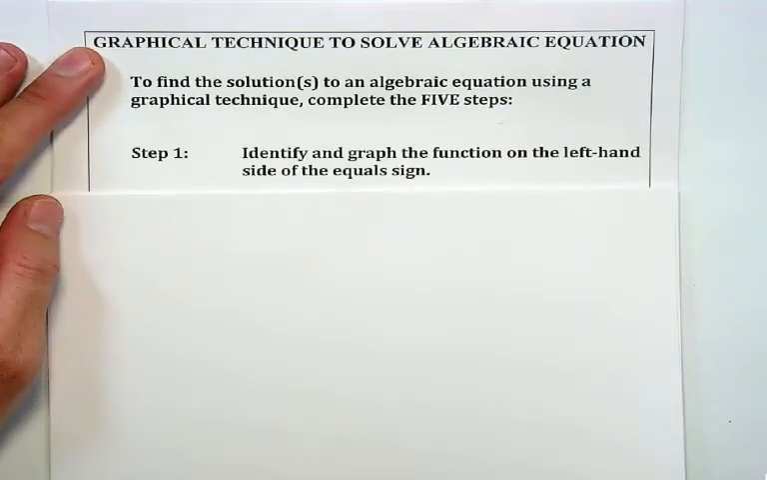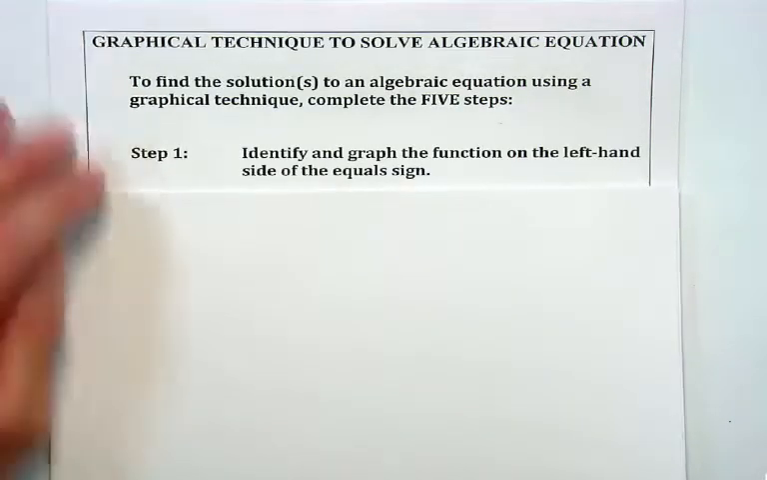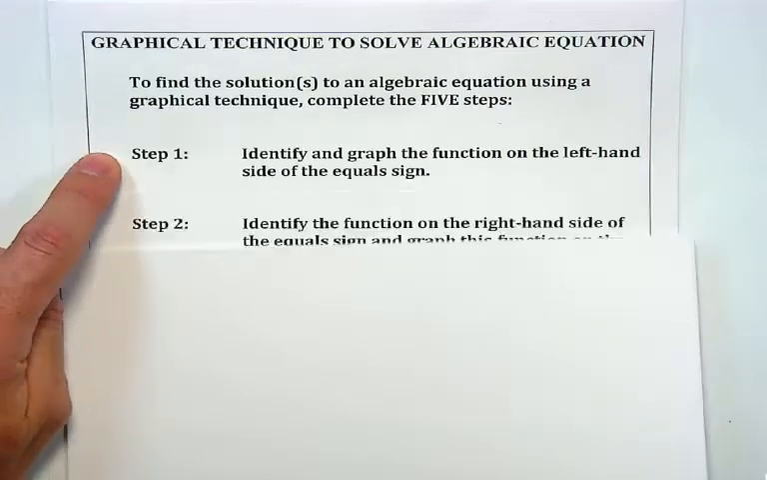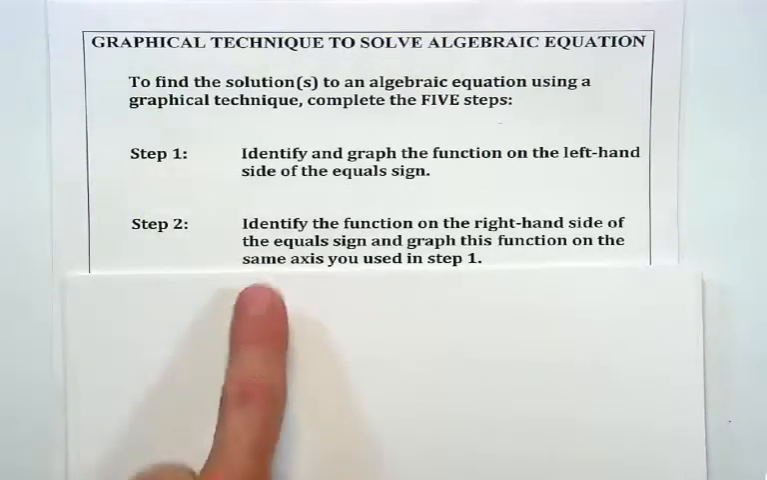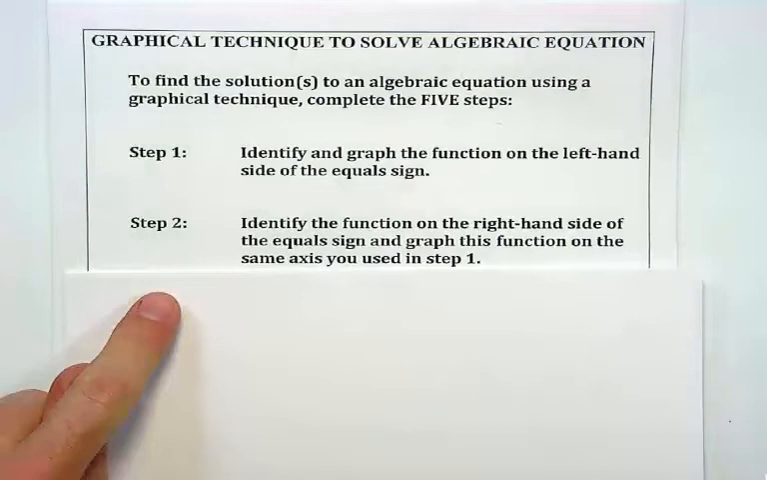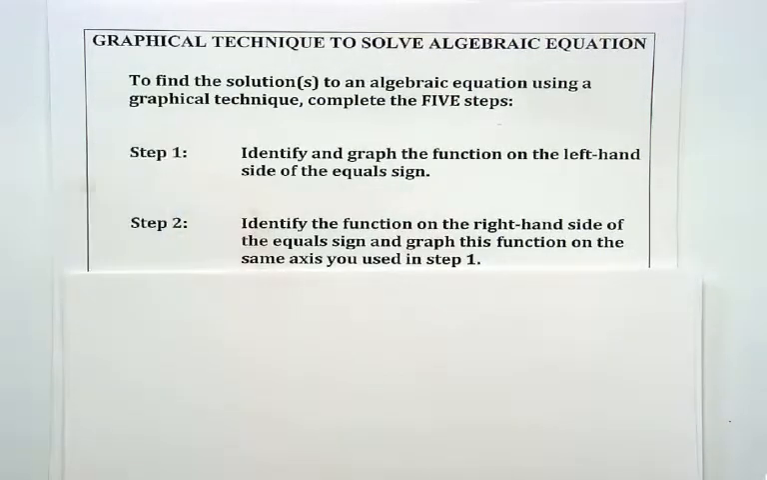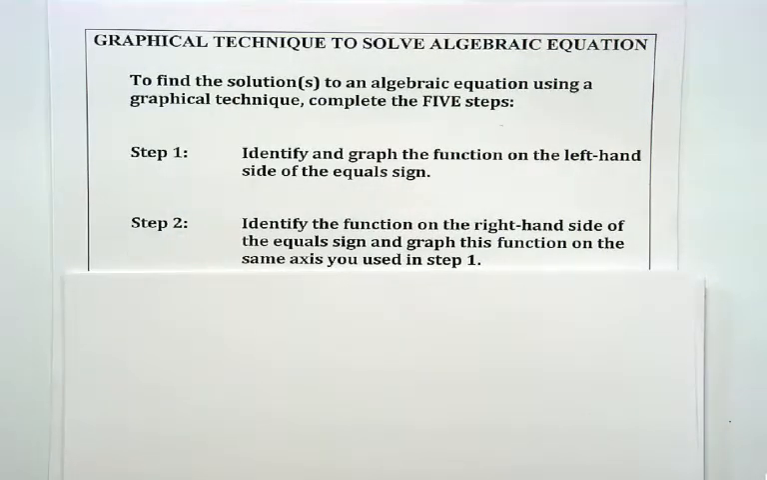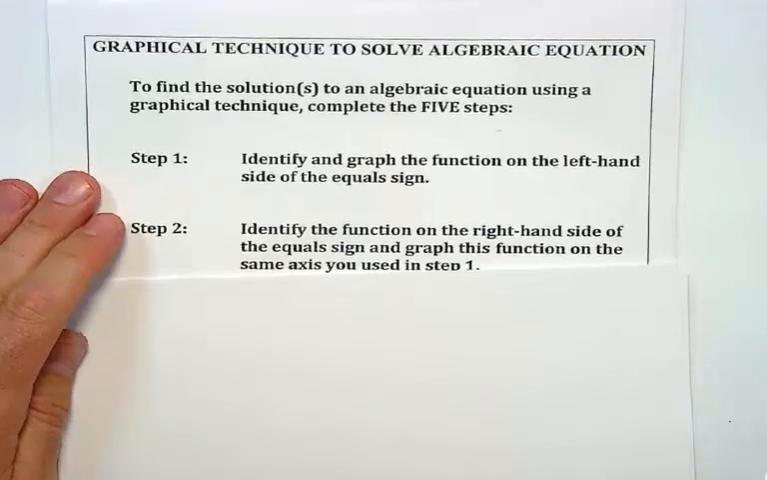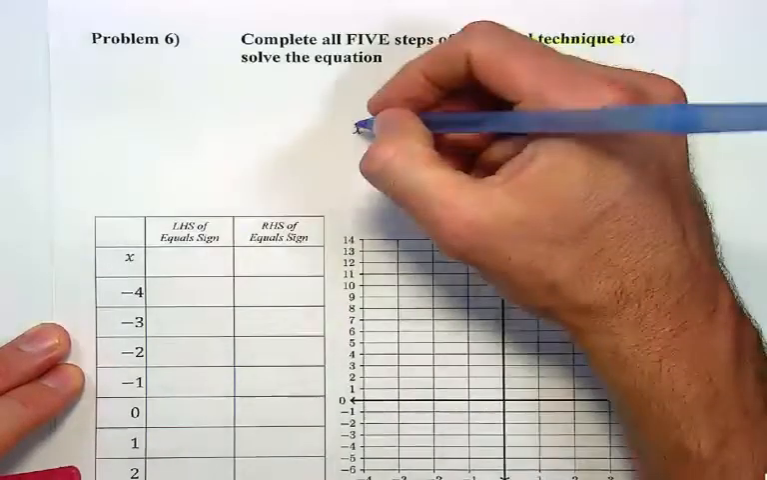Step 1 was to identify and graph the function on the left-hand side of the equal sign. Step 2 is to identify the function on the right-hand side of the equal sign and graph this function on the same axis as in step 1. Let's start with these 2 steps in our actual problem. We're back at our problem.